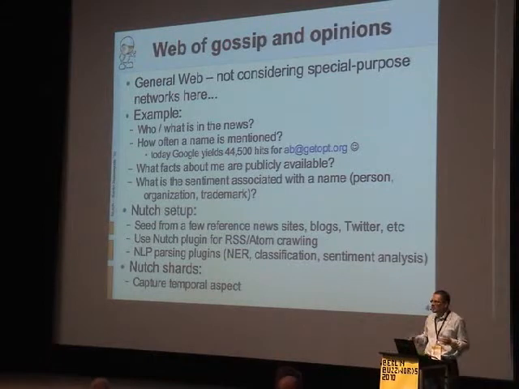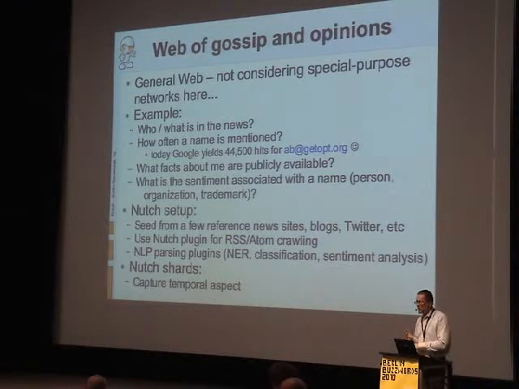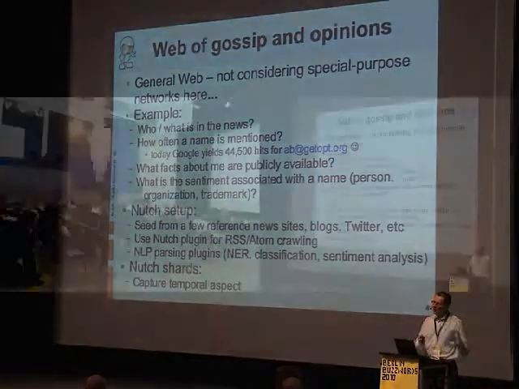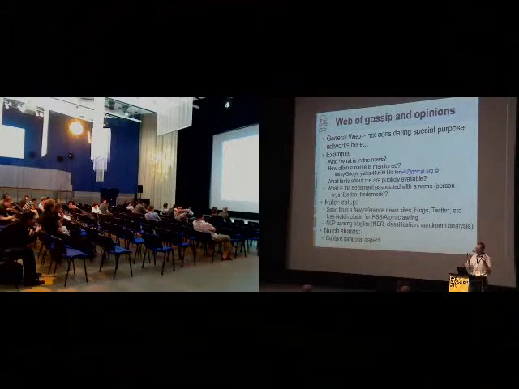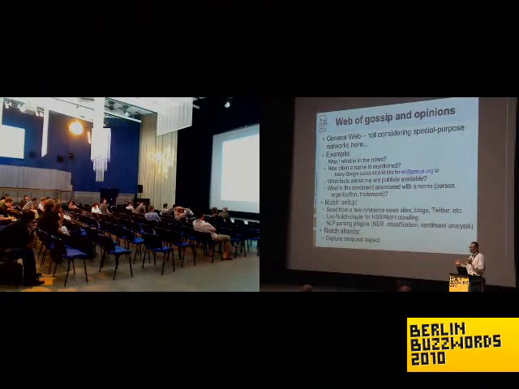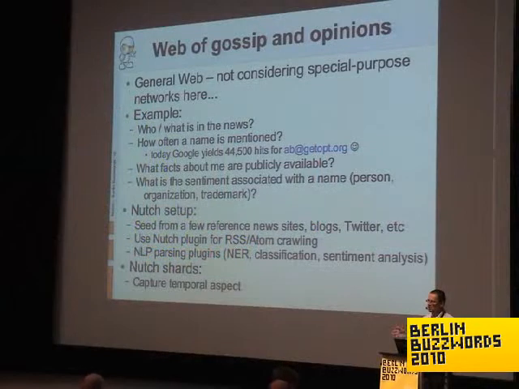And again, the Nutch setup is really simple to achieve that. It's the post-processing that is challenging. So you start from a few reference sites, then you use the parsing plugins to detect named entities, to do classification, sentiment analysis, etc. And also the nice thing about Nutch and its batch-oriented workflow is that each batch represents a snapshot, a point in time, so we can track how these sentiments change in time.